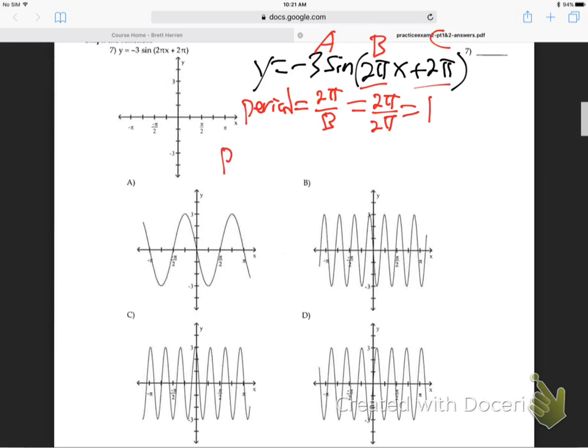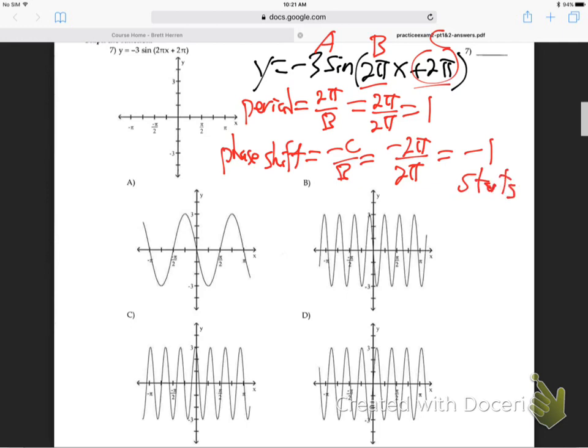The phase shift is negative c over b. This is c. So negative 2 pi over b, which is also 2 pi, which is negative 1. Phase shift is negative 1. Okay, now what does that mean about the graph? The phase shift is where the thing starts, right?